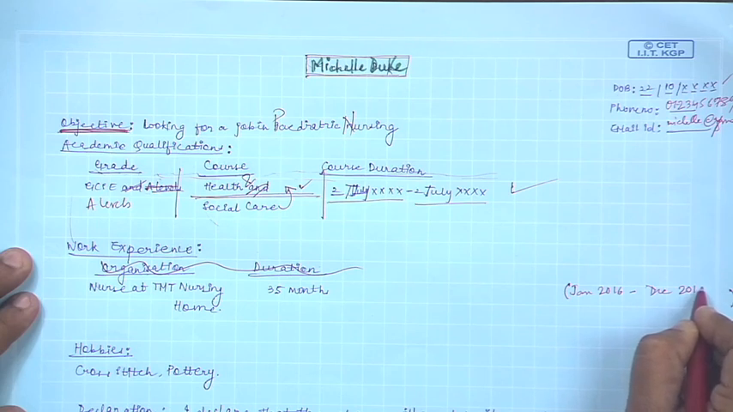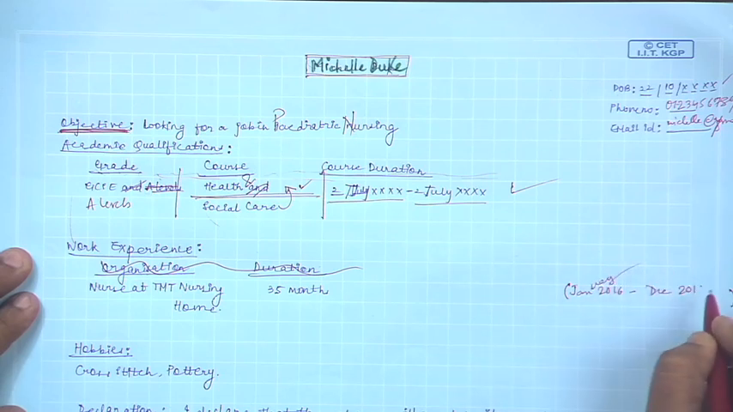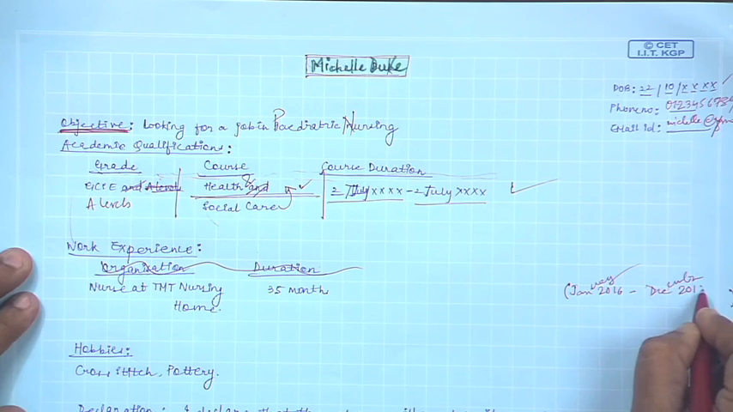I am very poor in maths. Yes, I am forgetting my own precept. So, December 2019, 35 months, 16, 19, no?